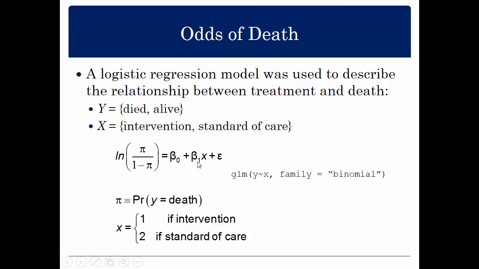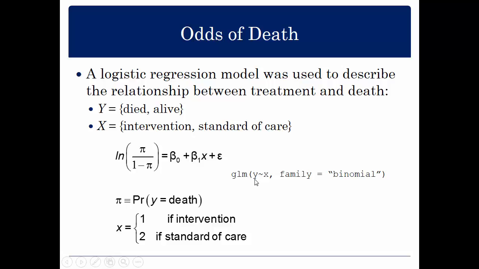Let's look at an example here where we're looking at the odds of death. So the result of this will be getting estimates of beta 0 and beta 1 that describe how to relate some covariate x, in our case it's going to be treatment, either intervention or standard of care, to the log odds of death. Pi here we're representing as the probability of death, the probability that y is equal to 1, and x is equal to 1 if the subject received the intervention and equal to 2 if they received the standard of care.